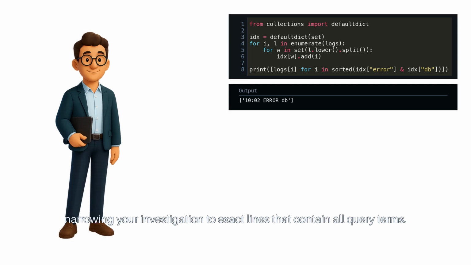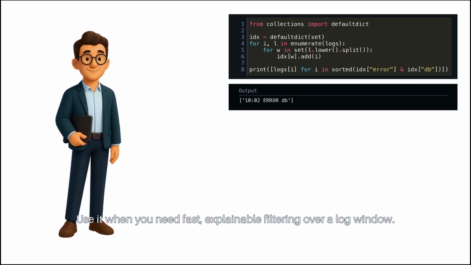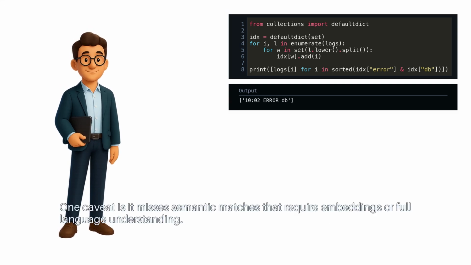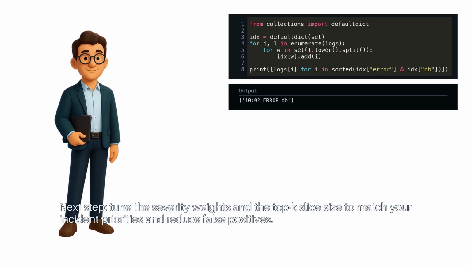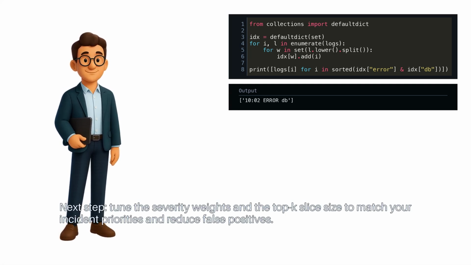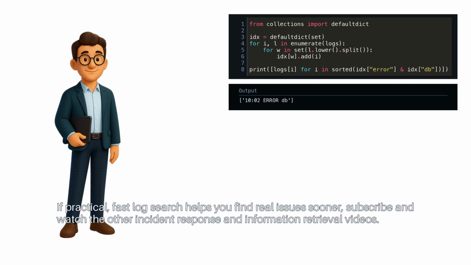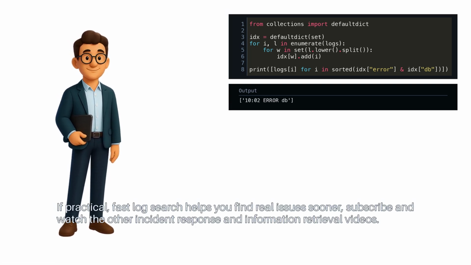Recap: this is simple log search for triage. Use it when you need fast, explainable filtering over a log window. One caveat is it misses semantic matches that require embeddings or full language understanding. Next step: tune the severity weights and the top K slice size to match your incident priorities and reduce false positives. If practical, fast log search helps you find real issues sooner.